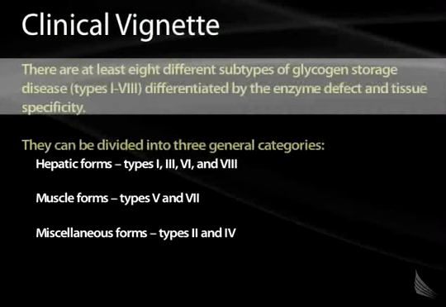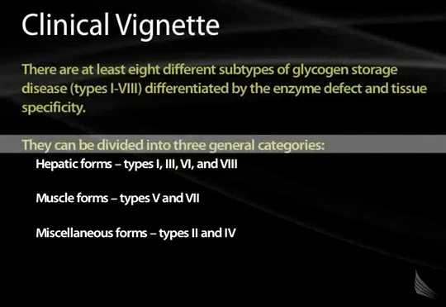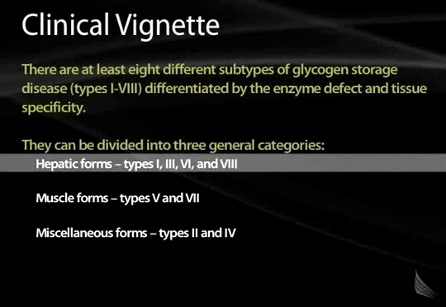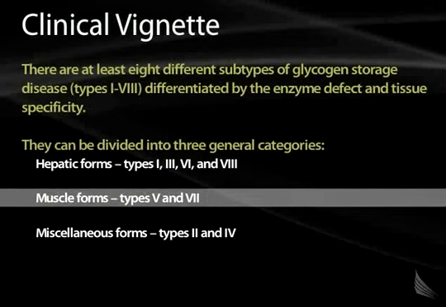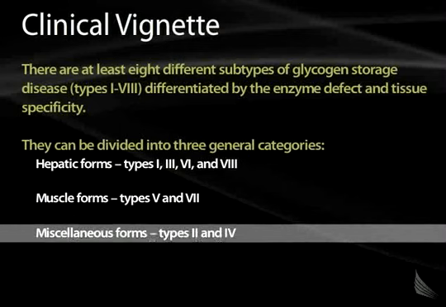Now, there are at least 8 different subtypes of glycogen storage disease, and these are differentiated by the enzyme defect that's involved and the tissue specificity. But in general, we can divide these into 3 different categories. There are hepatic forms. These are the forms that primarily affect the liver. This is types 1, 3, 6, and 8. There are the muscle forms, type 5 and 7, which affect primarily muscle tissue. And then there are some miscellaneous forms, type 2 and 4.